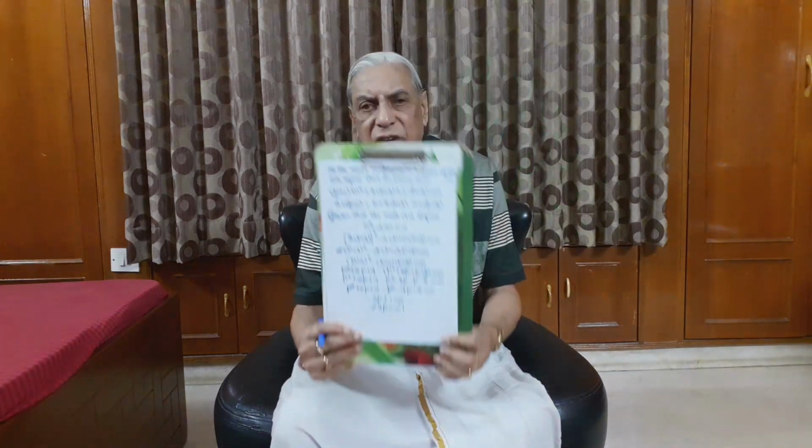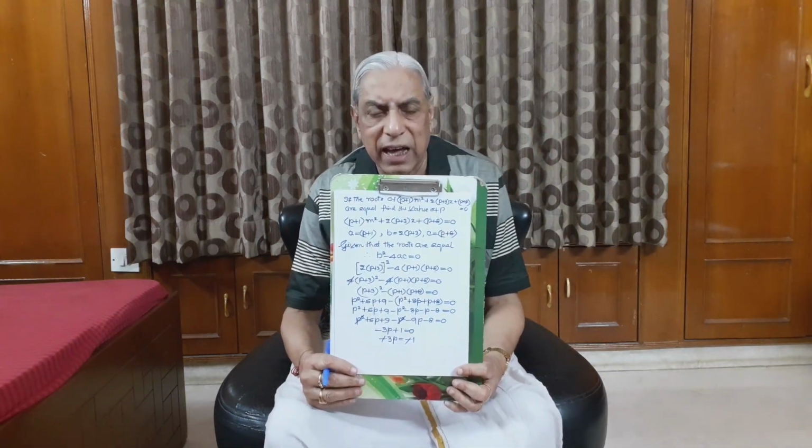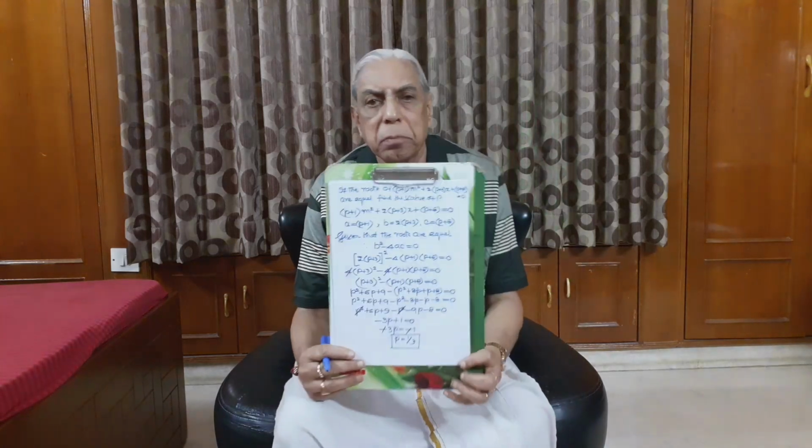Transfer 1 to that side. Minus 3p is equal to minus 1. Minus minus gets cancelled on both sides. Everybody has minus, so they can cancel it. 3p equals 1. Therefore, what is the value of p? P is equal to 1 by 3. Please understand, I got the value of p as 1 by 3.